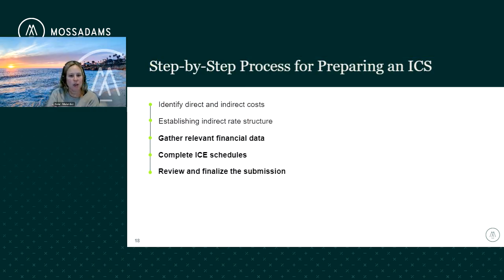As we go through the step-by-step list for preparing an ICE model: once the contractor has established their rate structure, they know how to identify direct and indirect costs, and they're doing that consistently, they'll want to gather relevant financial data, complete the schedules in the ICE model, and then review and finalize the submission. So we'll dive a little bit into each of those.